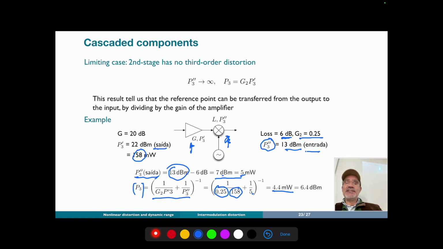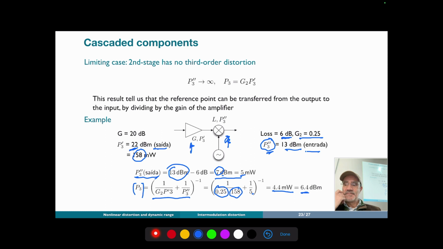We had initially the amplifier with a very large intersect point, but the mixer had an output third order intersect point of only 7 dBm, and so the result is mainly determined by the distortion of the mixer. Okay, because the component which introduces higher distortion will be the dominant device, or will be the device that dominates the total distortion at the output, and so it will be mainly determined by the mixer in this case.